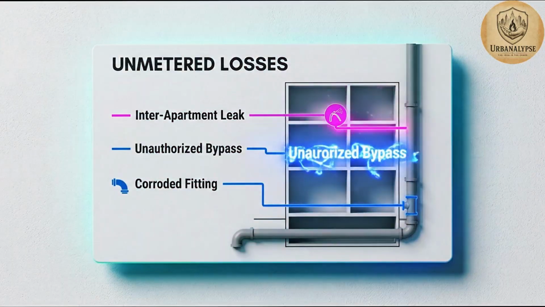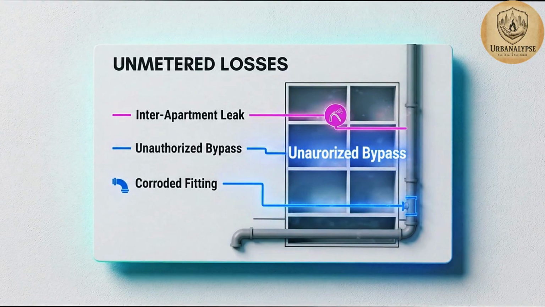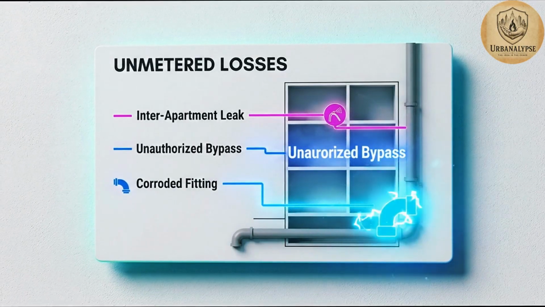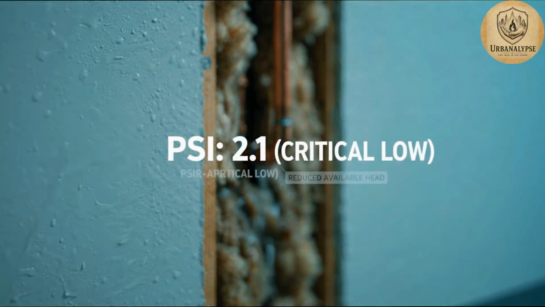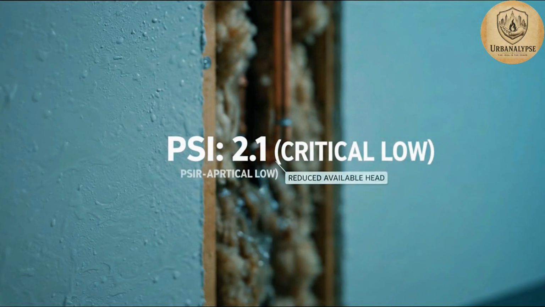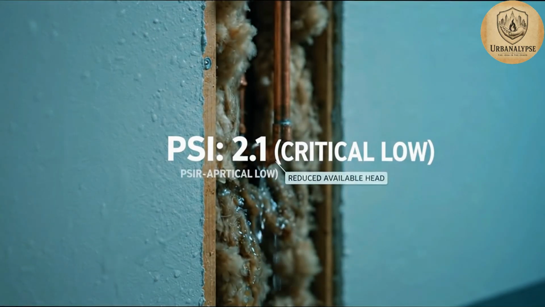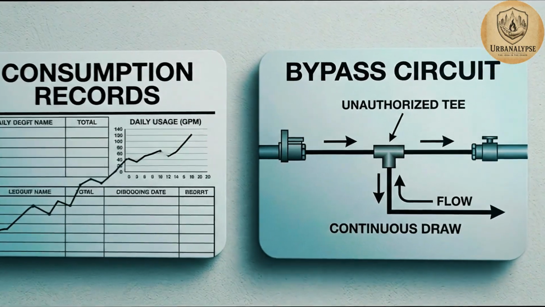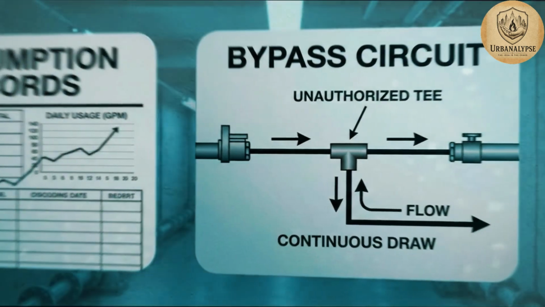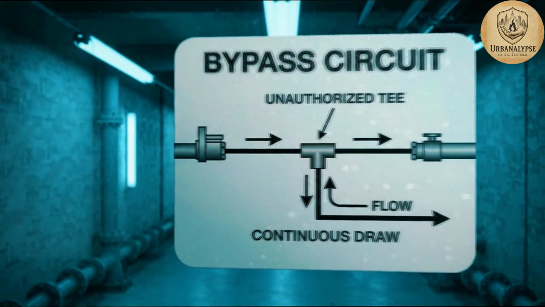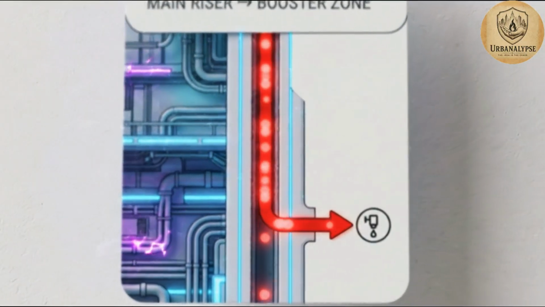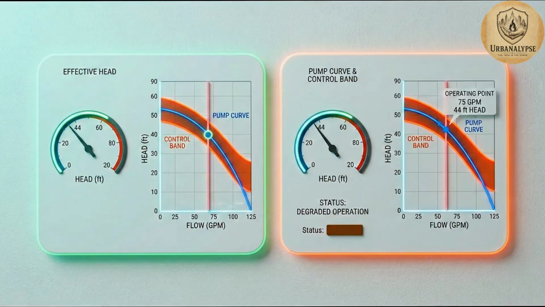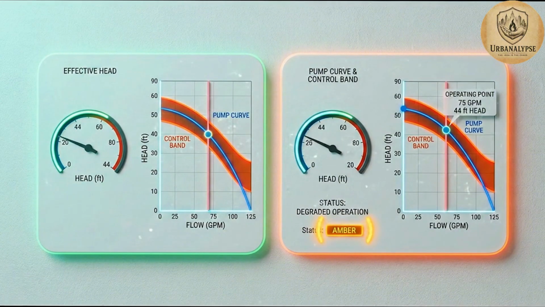The losses that never appear on any meter are the most likely drivers of premature shutoffs. An inter-apartment leak, water migrating through a failed fitting inside a wall cavity, reduces available head in that riser with no trace on consumption records. A bypass circuit from an unauthorized installation draws flow continuously. An illegal connection siphons supply from the main riser before it reaches the booster zone. Each loss reduces effective head at the booster inlet.